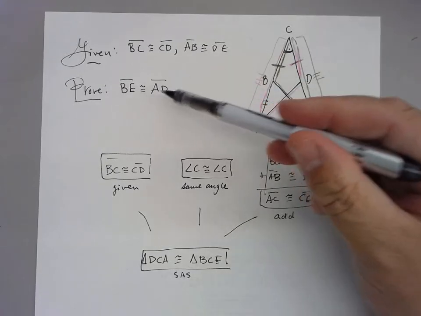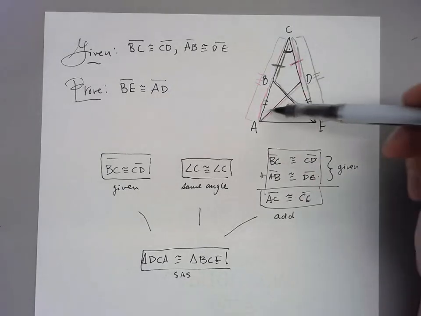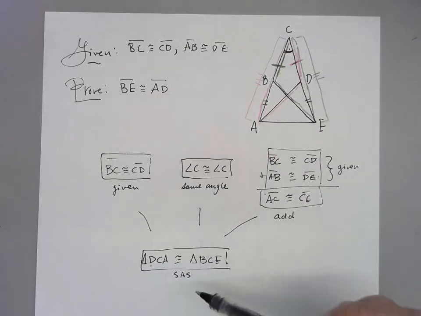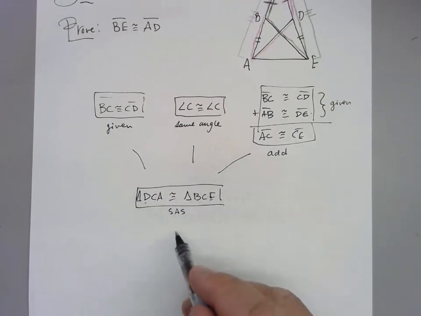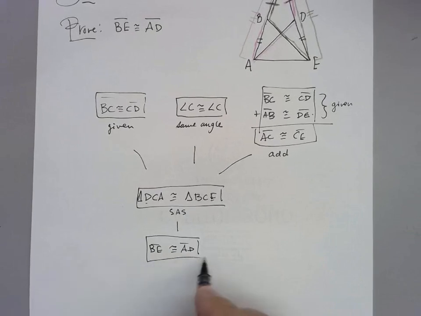And then I'm trying to show that BE and AD are the same, and those are indeed each a side of these two triangles. So I'll have BE congruent to AD because they are corresponding sides.